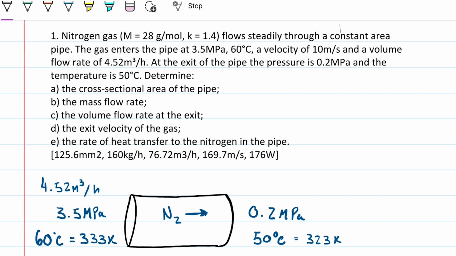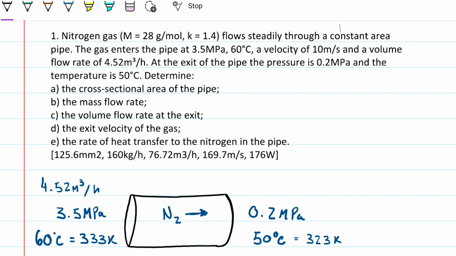The gas enters a pipe at 3.5 megapascals, 60 degrees Celsius, and a velocity of 10 meters per second, and a volume flow rate of 4.52 meters cubed per hour. At the exit of the pipe, the pressure is 0.2 megapascals, and the temperature is 50 degrees Celsius. Determine the cross-sectional area of the pipe, the mass flow rate, the volume flow rate at the exit, the velocity of the gas, and the rate of heat transfer to the nitrogen in the pipe.